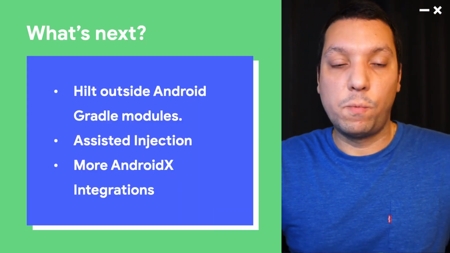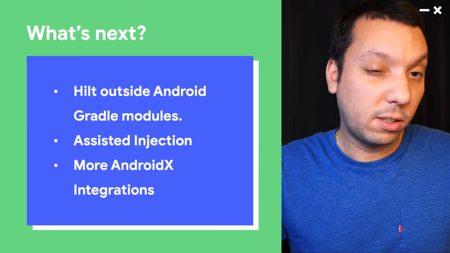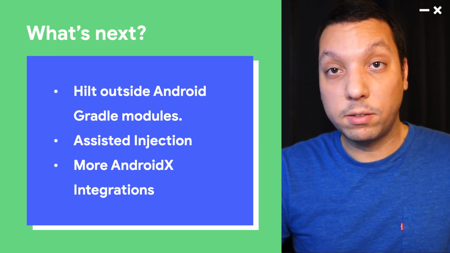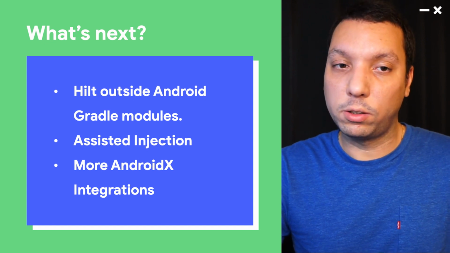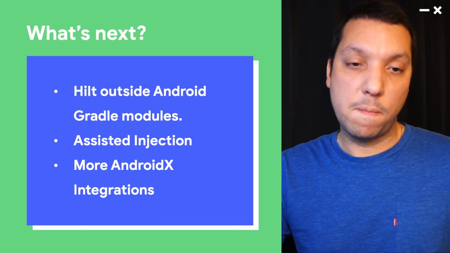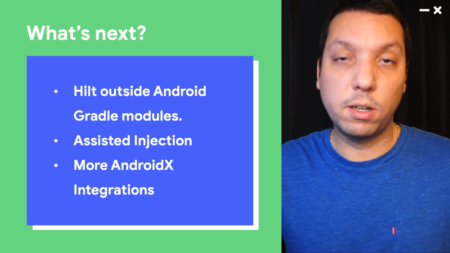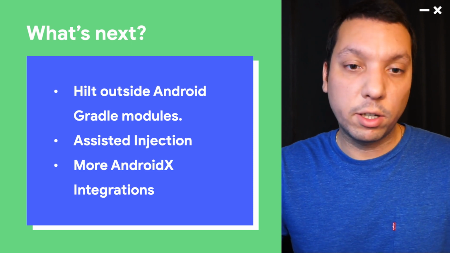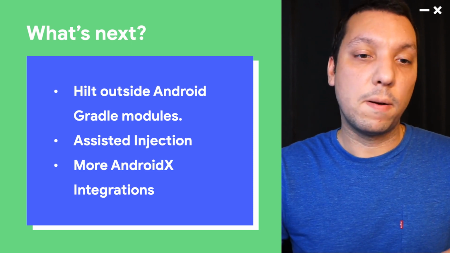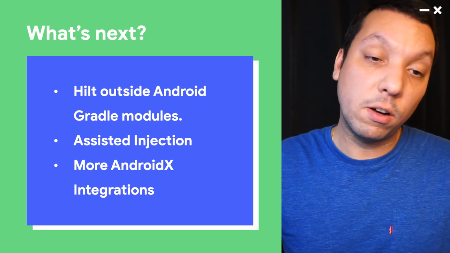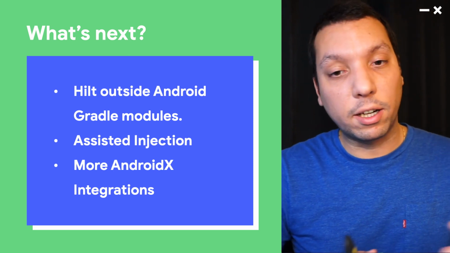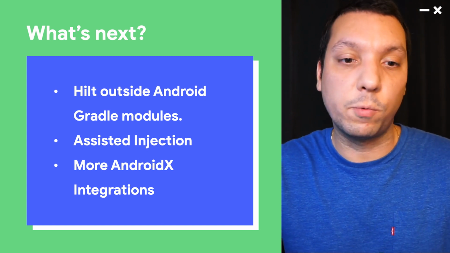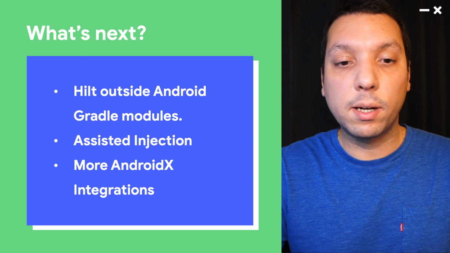So with that, we learned a bit about Hilt, how to set it up, some internal semi-complicated stuff, I guess. But what's next? Well, Hilt is in alpha, and there's still more work to do, bugs to squash. There are also features we want to keep working on. We want to be able to allow you to use Hilt outside of Android Gradle modules. And we want to invest in other areas, not just in Hilt, but in Dagger, with Hilt being built on top of Dagger. We want to invest in Dagger, and we want to provide assisted injection out of the box.